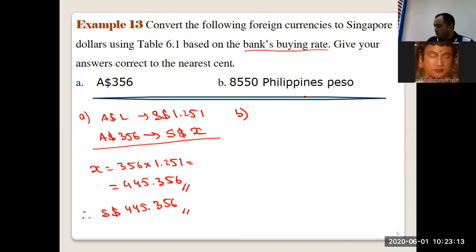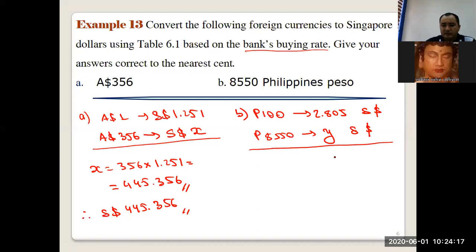Question B, in a similar way, is 8,550 Philippine pesos. We can look at the table. Table 6.1 says the peso is P. So 100 Philippine pesos is equal to 2.805 Singaporean dollars. In the table, it is given like this, and this is a buying rate. So if you have 100 Philippine pesos, you can get 2.805 in exchange from the bank. The question is, if you have 8,550 pesos, how much can you get in Singaporean dollars? Let's say it is Y Singaporean dollars. The question is this.